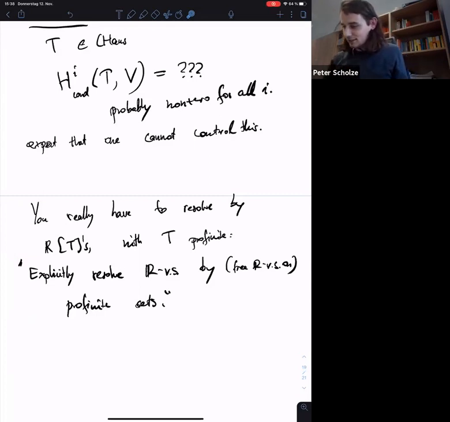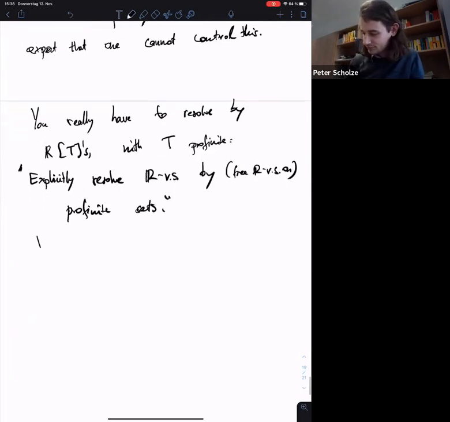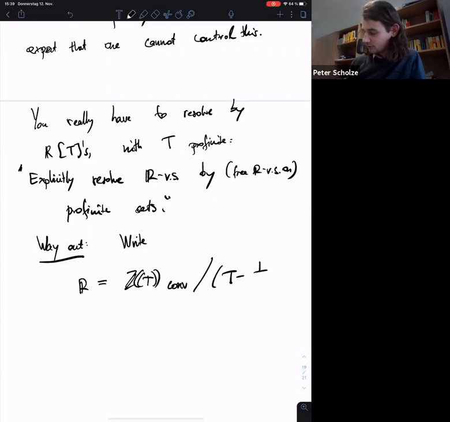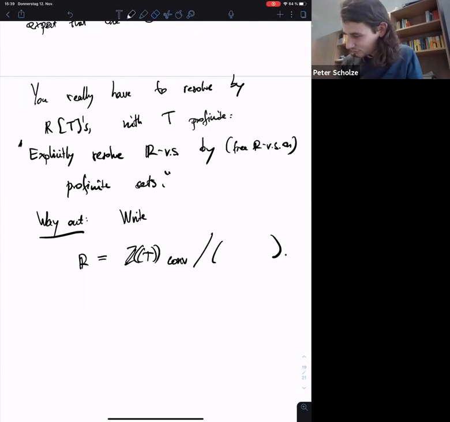So let me just give you the teaser for tomorrow. The way out is exactly to write R in this form that I stated in the beginning, as some kind of ring of convergent Laurent power series over the integers, modulo, I don't know, T minus the tenth or whatever. It doesn't matter what you put here. Well, I guess this is not really an element in the ring. I guess I should write 10T minus 1.